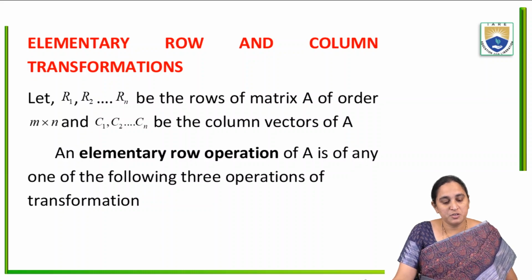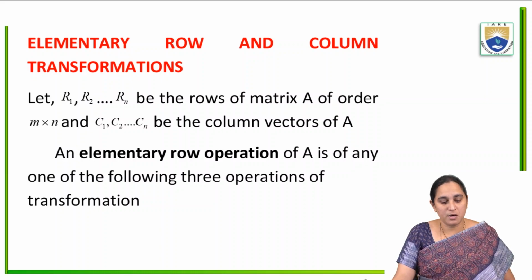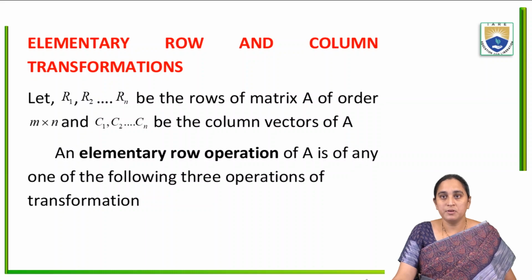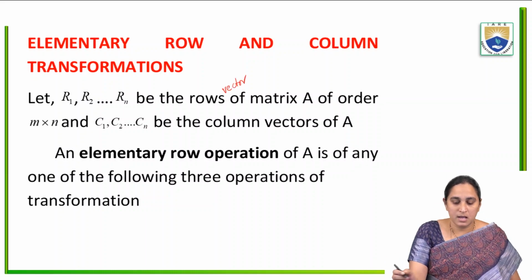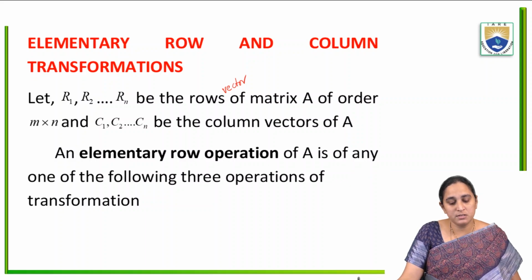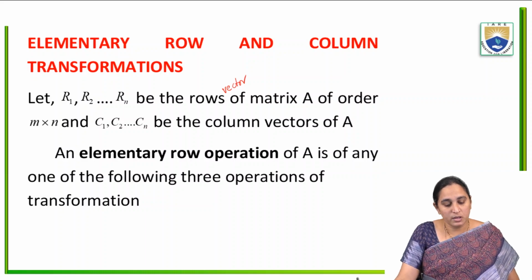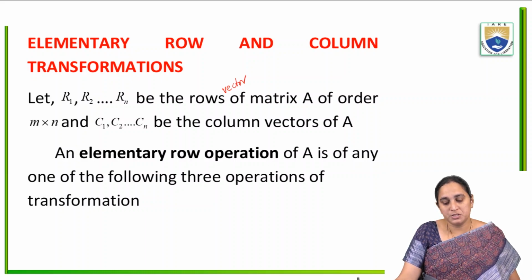Observe here: let R1, R2 and so on, Rm be the rows of a matrix A of order m by n, and C1, C2 and so on, Cn be the column vectors of A. Here these are the row vectors of the matrix of order m by n, and C1, C2 and so on, Cn are the column vectors of A. Then elementary row operations of A are any one of the following three transformations.